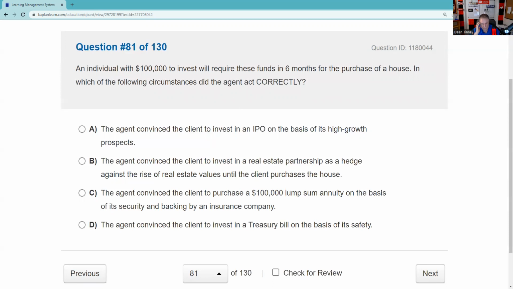So did the agent act correctly? I told you to put it in an IPO. Oh my God, no. I told you to put it in a partnership. Oh no, no liquidity. High risk, high reward in an IPO. IPO stands for instant profit opportunity. No, I'm joking. Stands for initial public offering.